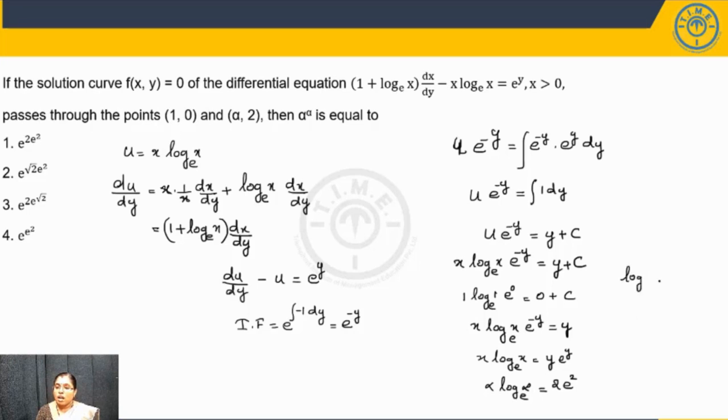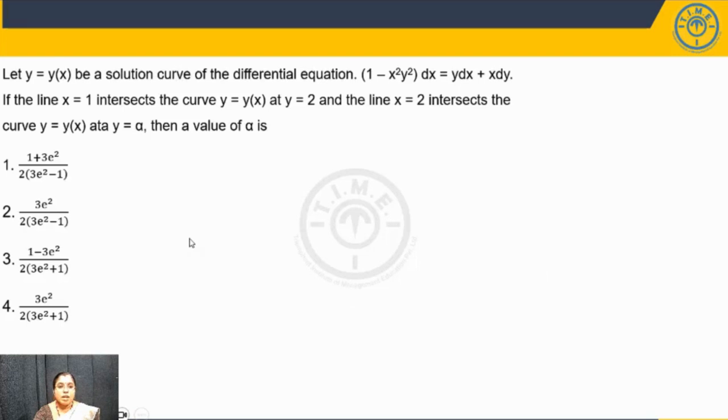Log alpha raised to alpha to the base e is 2 e square. Now to get rid of log, let us power both sides with respect to e. Take e to the power on both sides. So e to the power log will get cancelled, and we'll get alpha raised to alpha equal to e raised to 2 alpha square. So the required answer is e raised to 2 alpha square, which is option 1. I hope it's clear. Now, our next question.